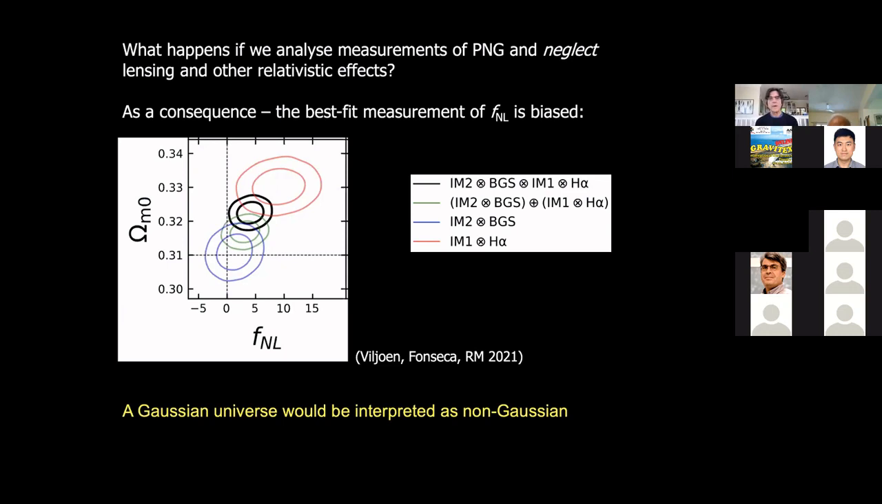So when going after a parameter such as f_NL, whose signal exists on very large scales, the lesson here is that you have to be very careful not to omit the large-scale effects that modulate the galaxy number density contrast and the intensity mapping temperature contrast.